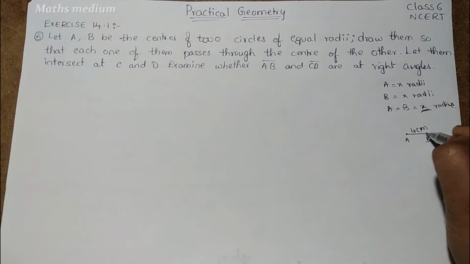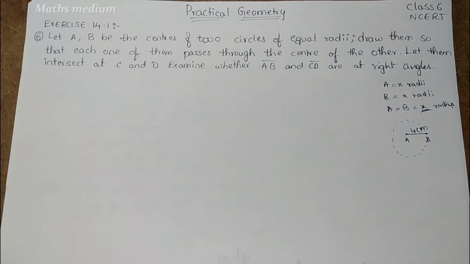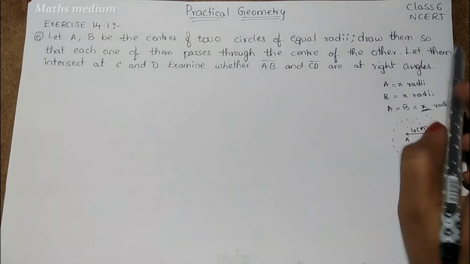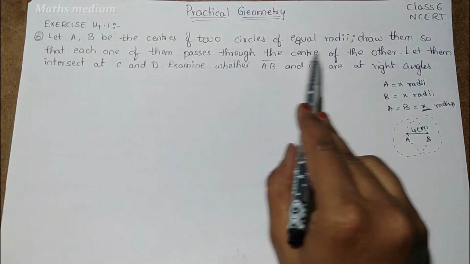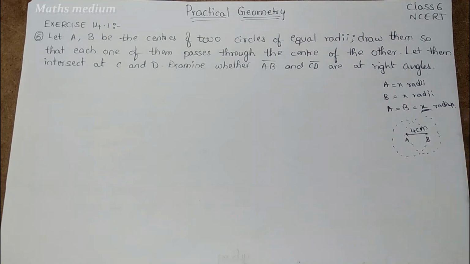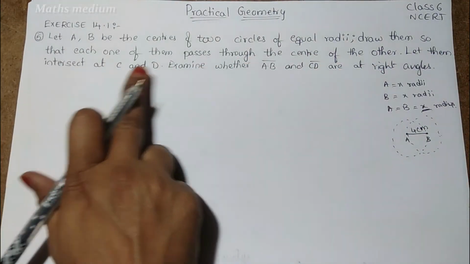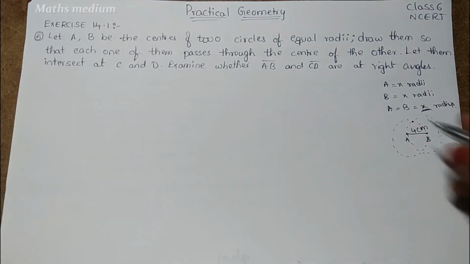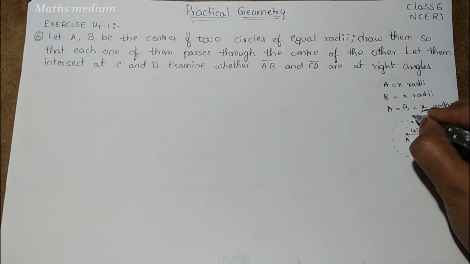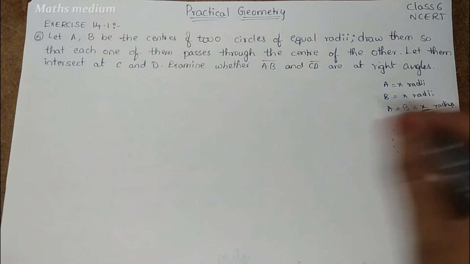Now, using A as the center, take a compass and draw a circle like this. Next, from B, we have to draw a circle like this. So each one passes through the center of the other. If you take A as the center, the circle passes through B. If you take the circle with center B, it passes through A. So that's what they said. Next, let them intersect at C and D. Here is one intersecting point and here is the other intersecting point. So this is C and this is D.